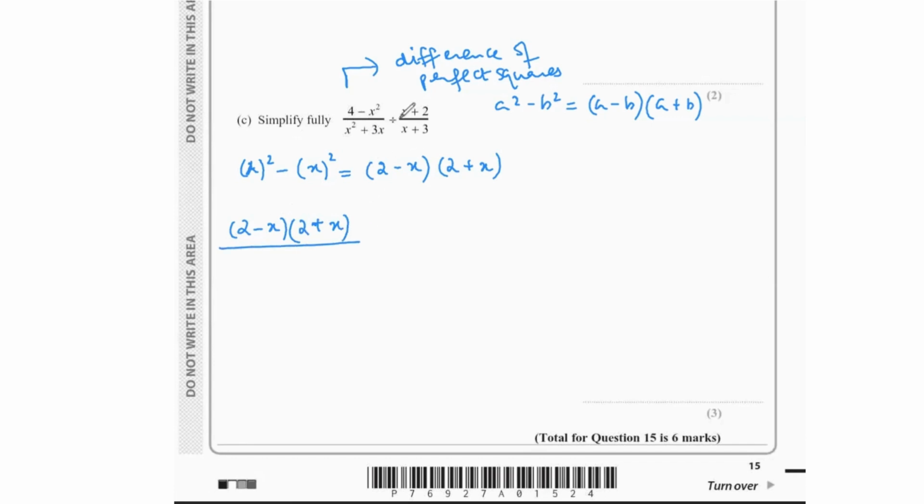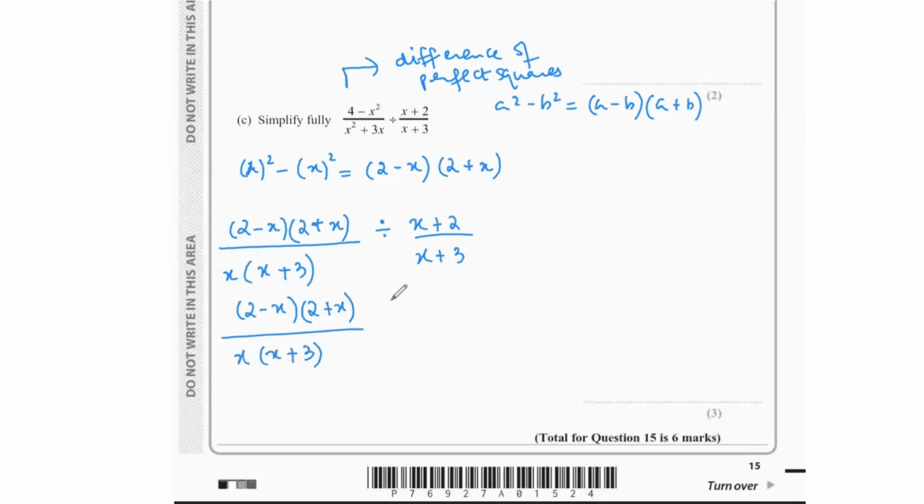In the denominator, between x squared and 3x, we have x common. So x times x plus 3, divided by x plus 2 over x plus 3. Now, if you remember, in order for us to divide fractions, we take the reciprocal of the second fraction and change the division into multiplication. So this is exactly what we're going to do over here. I'm going to flip the second fraction and change the division into multiplication.